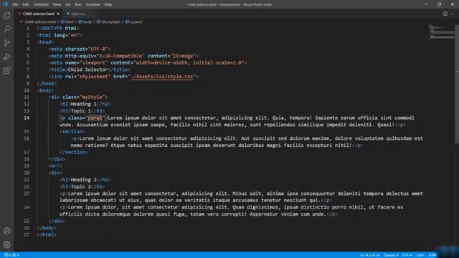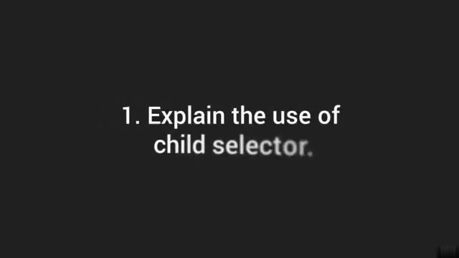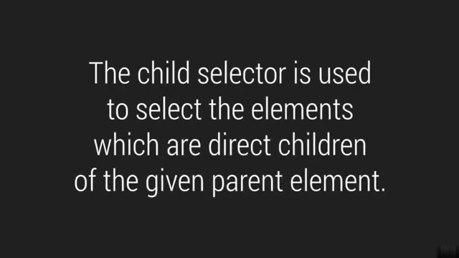But it won't select the paragraph which is inside the section tag, because it's not the direct child of this division. So that's how the child selector works. Now let's talk about a relative question. Explain what is the use of child selector. So the child selector is used to select the elements which are direct children of the given parent element.